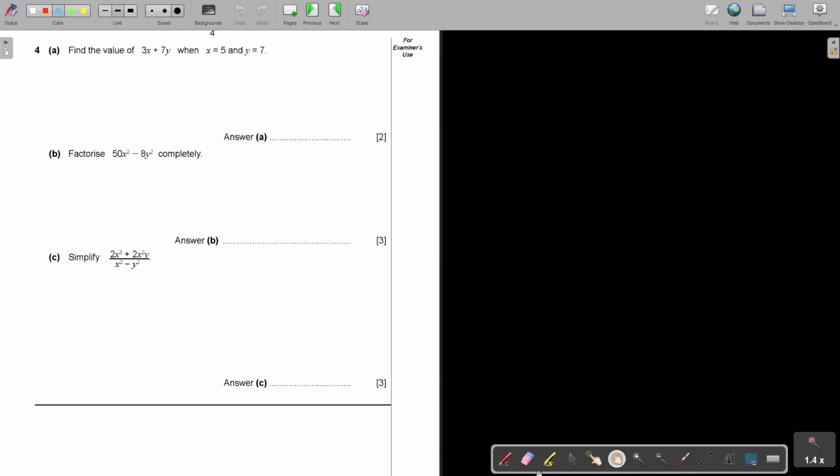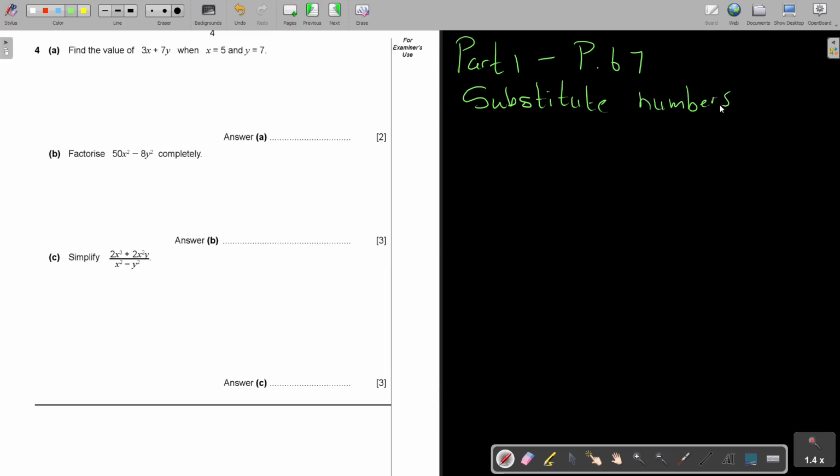Okay, let's first tell you where to find it in the textbook. You can check in the Part 1 textbook on page 167, and it will be: substitute numbers for words and letters in formula. Okay.